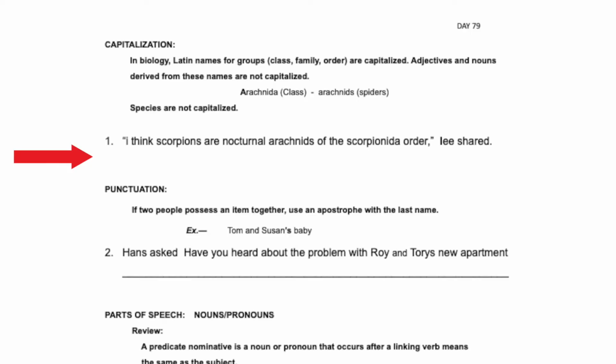Let's look at the sentence. "I think scorpions are nocturnal arachnids of the Scorpionida order," Lee shared. Obviously, the pronoun I is capitalized. In fact, any word beginning a quotation is capitalized. The name of a type of insect is not. Therefore, we don't capitalize scorpions. We've just learned not to capitalize the noun arachnids. Only the Latin word Scorpionida is capitalized. The word order isn't. Capitalize Lee.